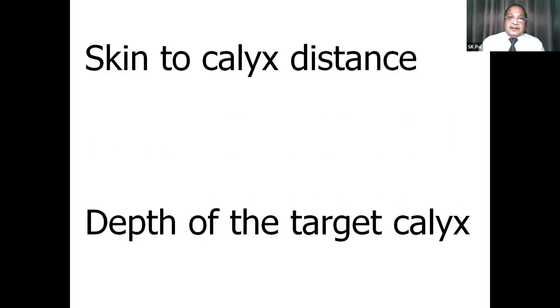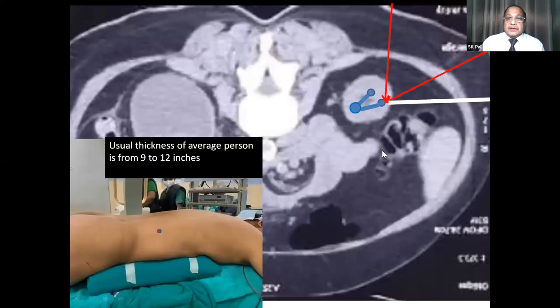Now, coming to the CT study, how to see the skin to calyx distance. Once you have made up your mind that you will be puncturing the posterior calyx or anterior calyx, and that you will be taking the patient in prone PCNL or supine PCNL, because most of us do prone PCNL, take this picture and put the patient in the prone position. If you have planned to puncture the anterior calyx from back to front, when the patient is lying down in front of you like this, the usual thickness of the average person from back to front on the side is either 9 inches to 12 inches.